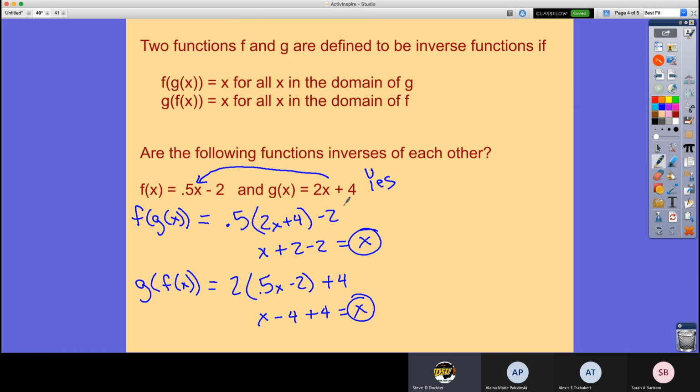Now, that's one way to do it. That's how the book does it. Okay, there's nothing wrong with it. It seems a little bit longer to me than what it has to be, though. All right. What do we know about how to find an inverse?